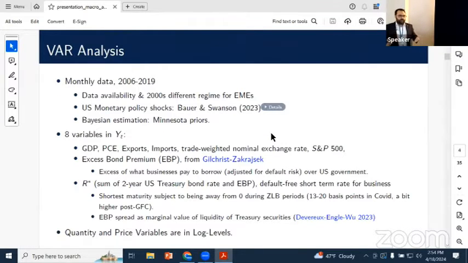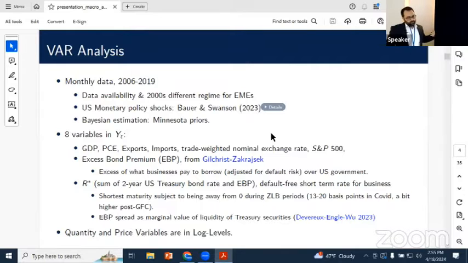Let's start with our VAR analysis. We have monthly data, from 2006 to 2019. Our period is a little bit short for two reasons. First, for many emerging markets, data availability is an issue. And second, we want to focus on the recent years because there has been some policy shifting, especially in emerging markets after 2000. So we want to capture the recent trends.